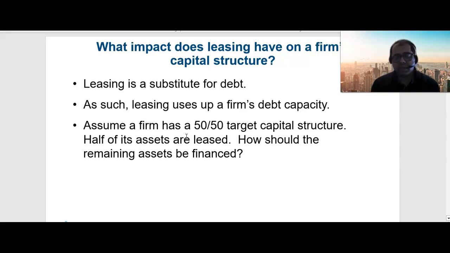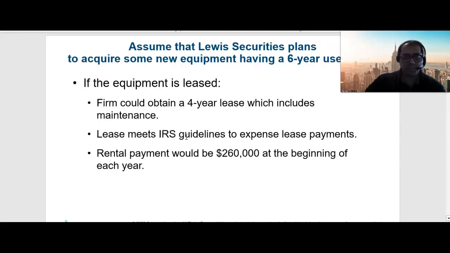In this example here, assume that a firm has a 50-50 target capital structure. Half of its assets are leased. How should the remaining assets be financed? Because lease is a form of debt, the remaining assets should be financed via equity. So whenever you have the option of choosing between a lease or owning the asset and borrowing money to own the asset, what you do is run an analysis which is very similar to a net present value analysis like we did in chapter 11.